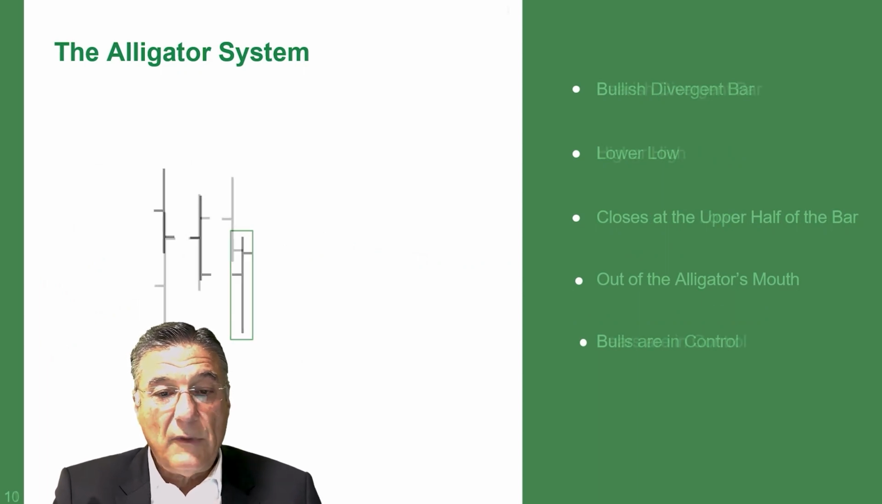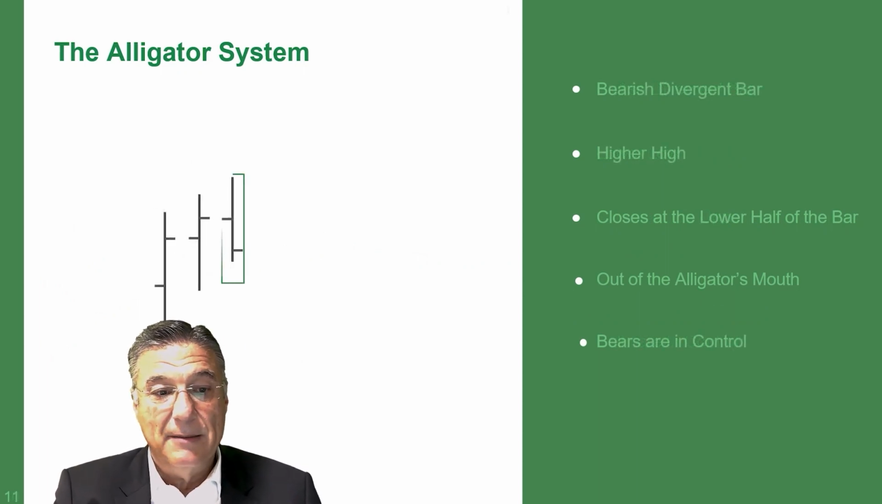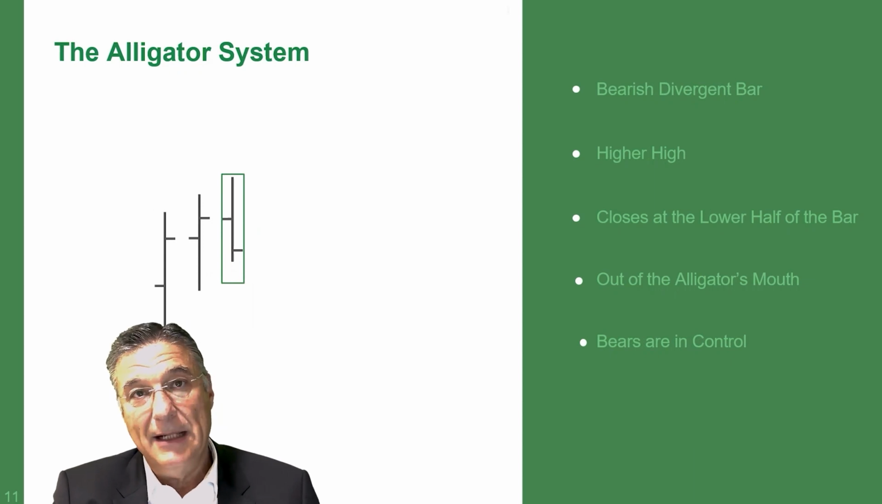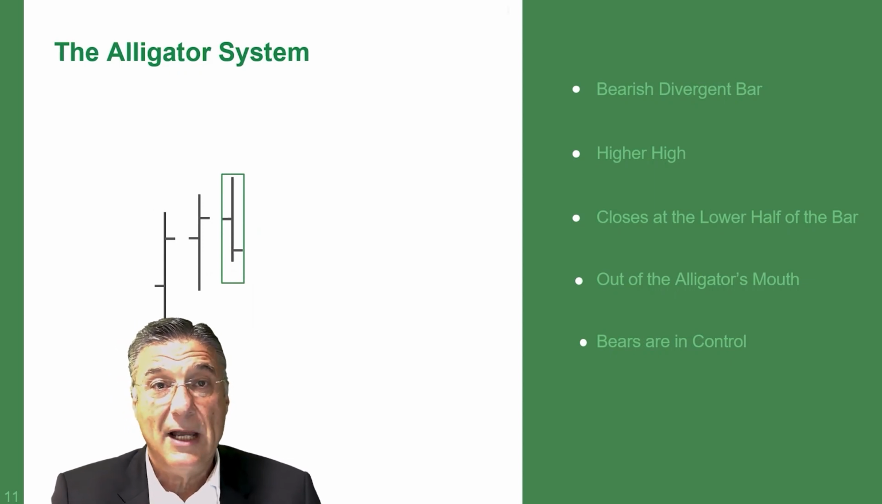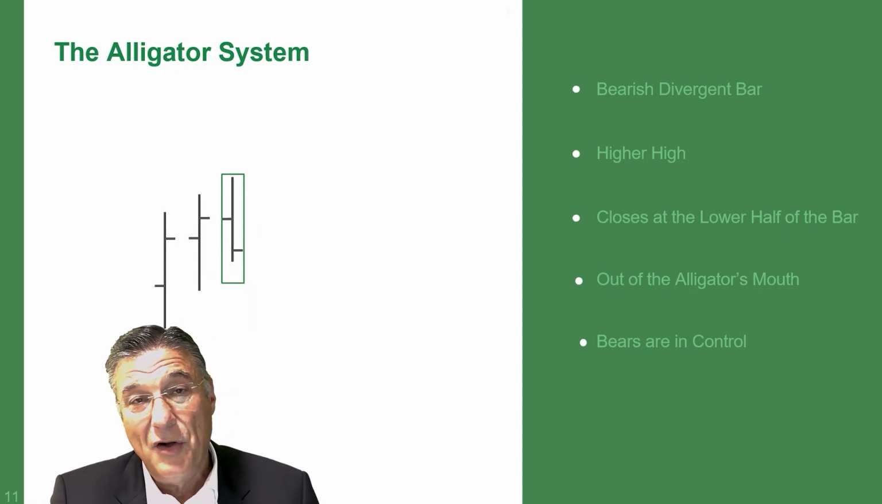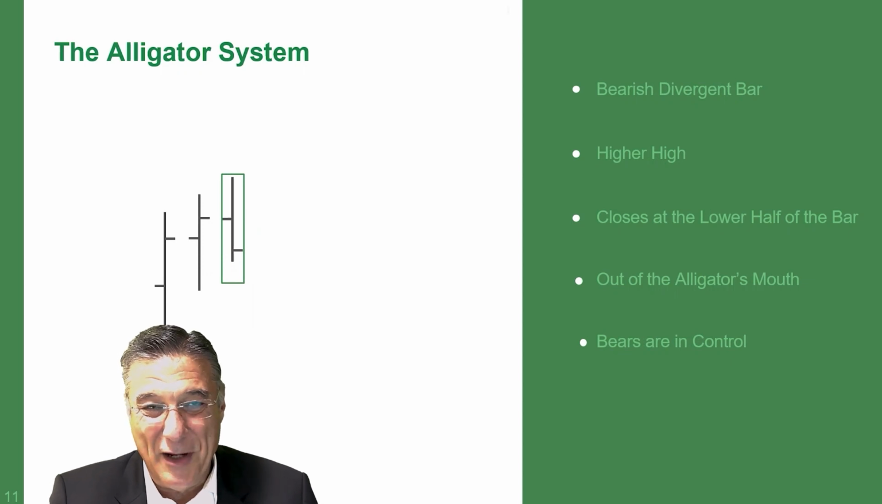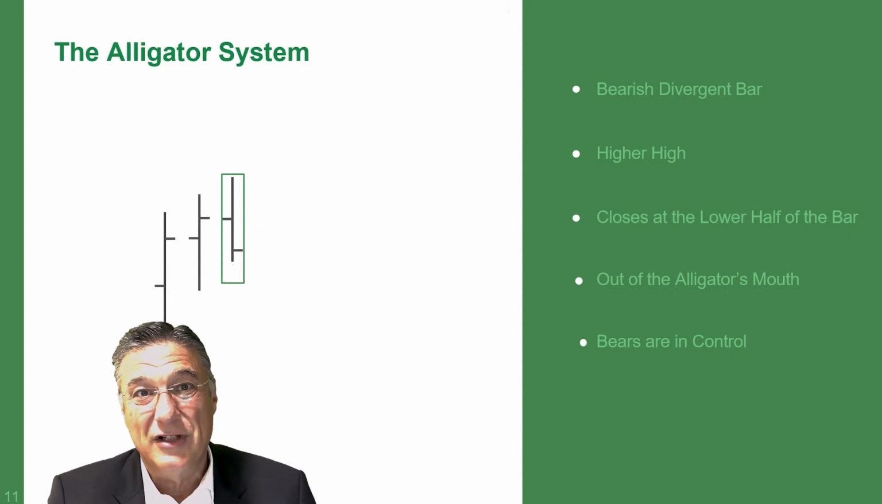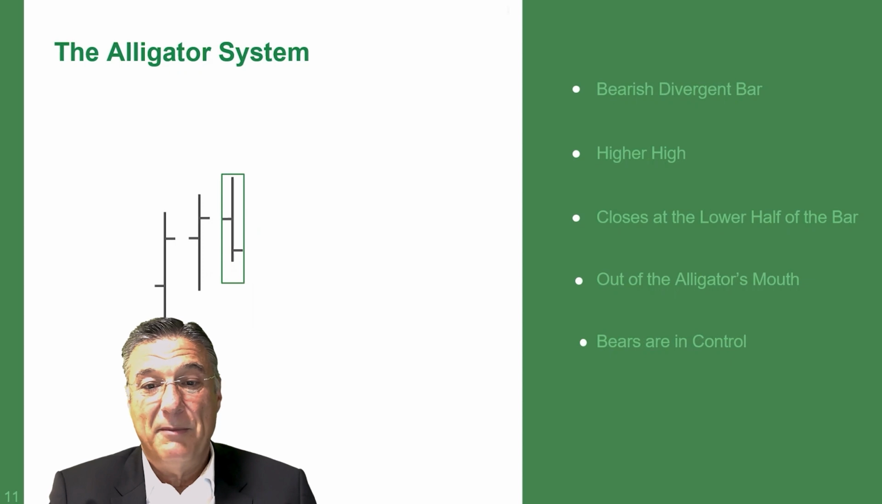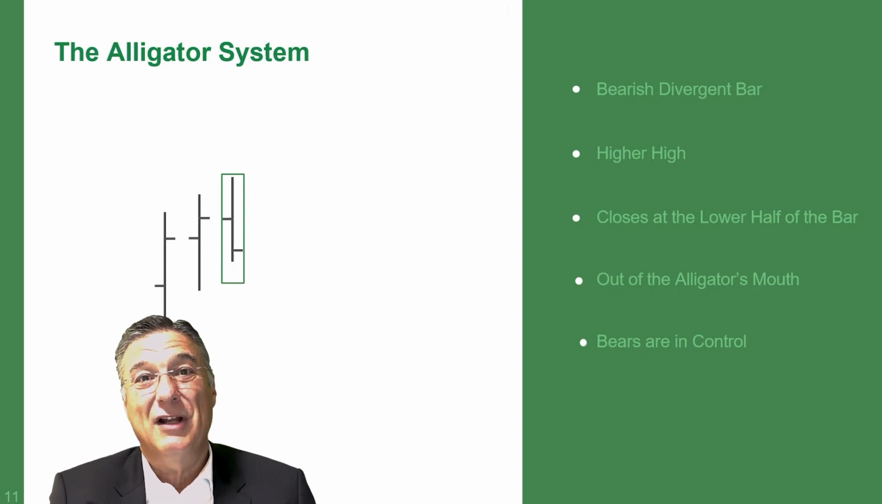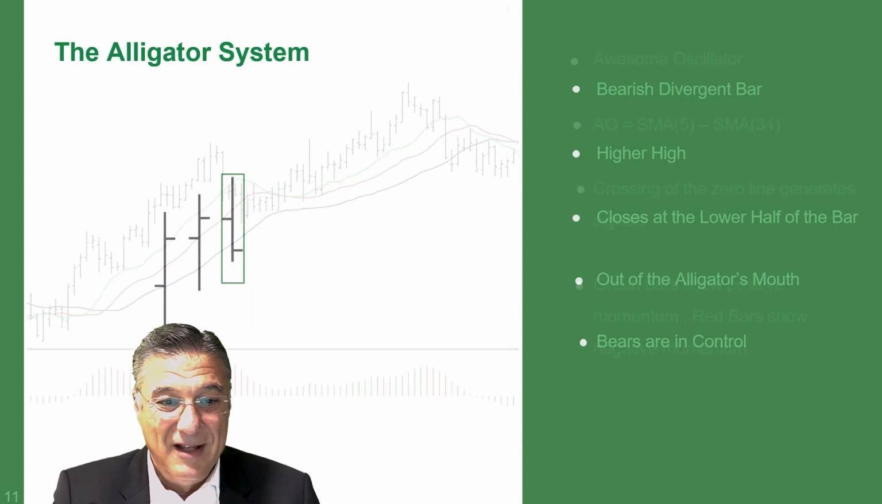Good. Now, the bearish divergent bar similarly is identified in a rally, in an uptrend. It records a higher high, but it closes at the lower half of the bar. We can assume that the bears are in control now, and the same requirement holds here. To qualify for a bearish divergent bar, the bearish divergent bar has to be identified out of the alligator's mouth.